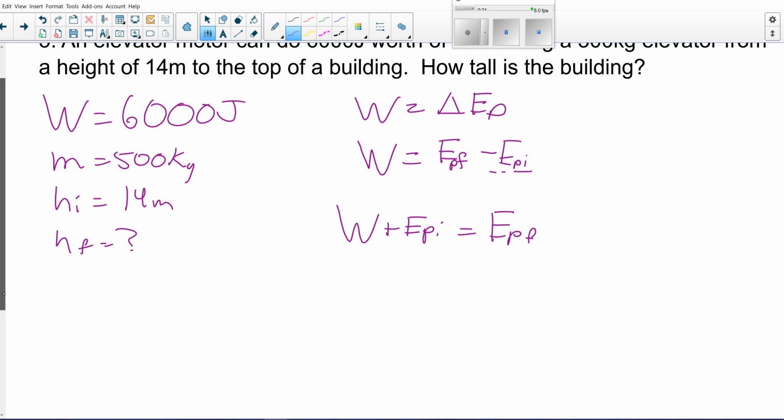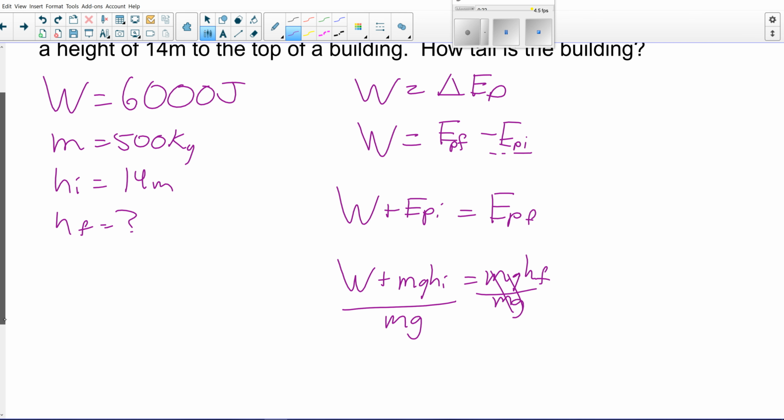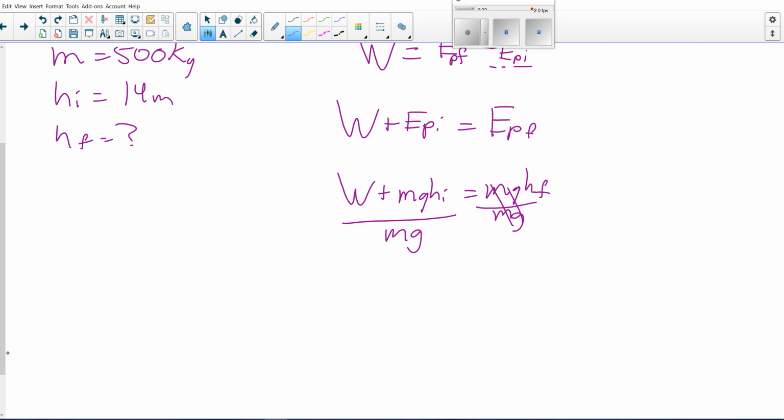All right, so I'm going to take my work plus m times g times h initial equals m times g times h final. So I'm looking for h final. What do I have to do with this mg? Divide it over to the other side. That's going to solve for HF. That is the second most complex algebra you will ever have to do with a work energy theorem question. The most complex being the kinetic energy example we did with the sprinter, where you added in a square root sign.